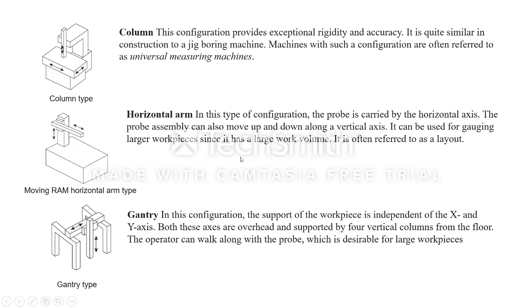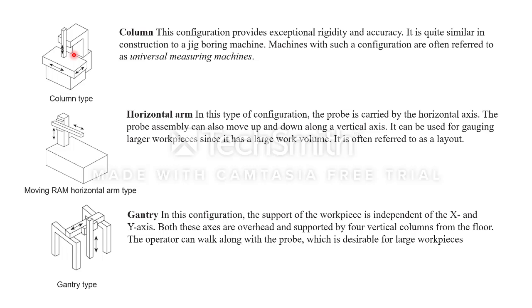Now coming to the column type, this configuration provides exceptional rigidity and accuracy. Wherever the workpiece requires much rigidity and accuracy, we will prefer the column type. These types of machines are called universal measuring machines. If you see a universal milling or drilling machine, it looks similar, and it is quite similar to a boring machine. If you see the machines drilling holes in the earth for extraction of water, those machines also look similar.